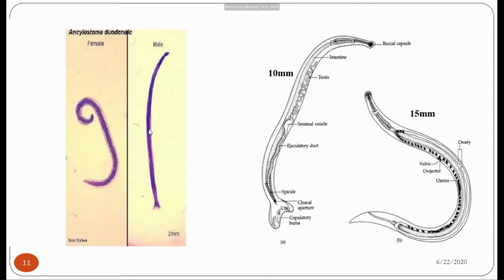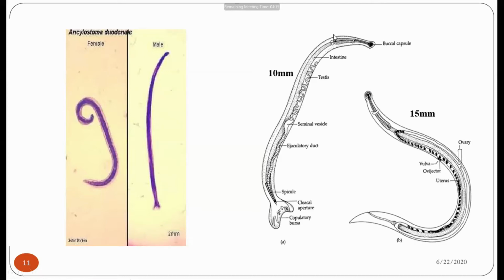This is another picture of the adult male and female worms of Ancylostoma duodenale, that is the Old World hookworm. Here you can see the buccal capsules. With the help of these buccal capsules, the adult male and female worms attach to the mucosal surfaces of the small intestine.